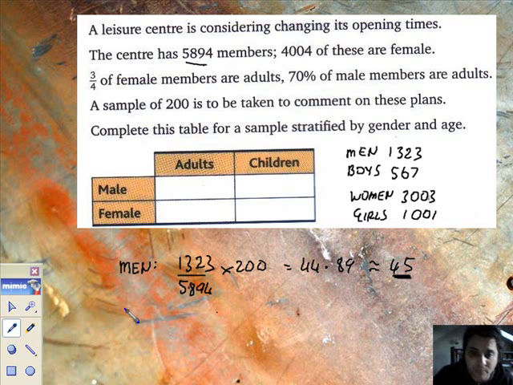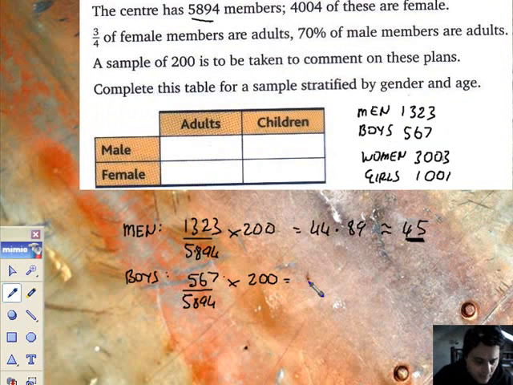We'll then do the boys. Now the boys are going to be 567 over the entire population of that centre, 5,894, multiply that by 200, and that will give us 19.2 young boys. So we're looking at approximately 19 to survey.